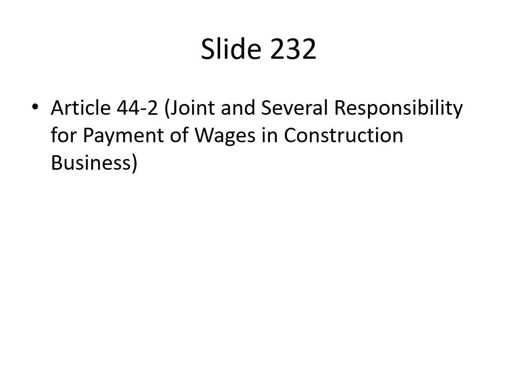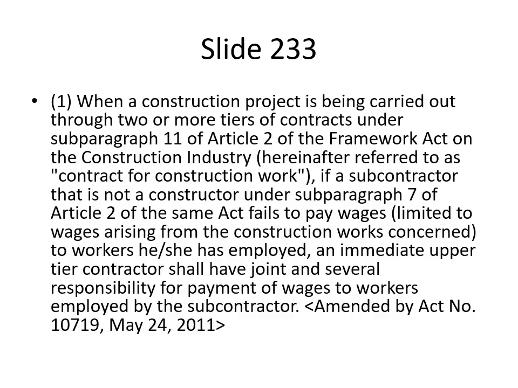Article 44-2. Joint and several responsibility for payment of wages in construction business. 1. When a construction project is being carried out through 2 or more tiers of contracts under subparagraph 11 of Article 2 of the Framework Act on the Construction Industry, hereinafter referred to as contract for construction work, if a subcontractor that is not a constructor under subparagraph 7 of Article 2 of the same Act fails to pay wages, limited to wages arising from the construction works concerned, to workers she has employed, an immediate upper tier contractor shall have joint and several responsibility for payment of wages to workers employed by the subcontractor.